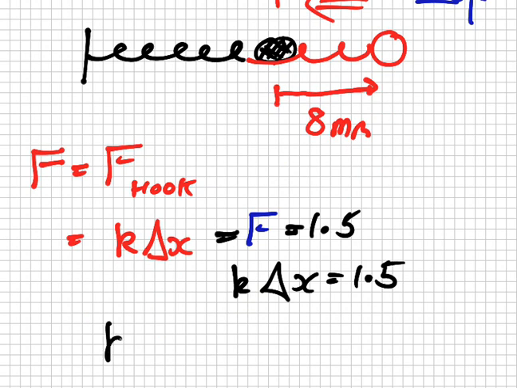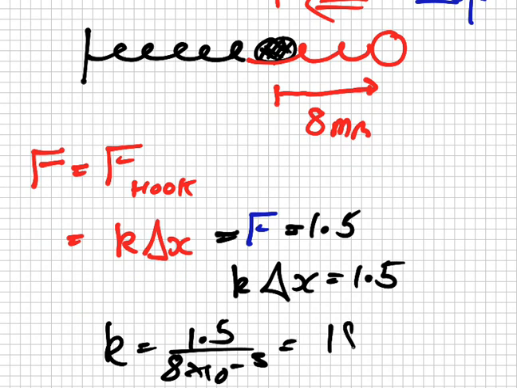So you get K equals 1.5 over 8 times 10 to the minus 3. So this will be a pretty big number. 1.5 over that is 187. That's pretty big. So we'll keep it as that. What's the unit for spring constant? Newton per meters. Okay?